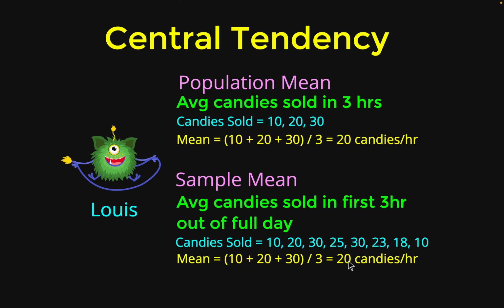That means for the first 3 hours in the entire day, Louis was able to sell 20 candies in an hour. So you can see that the formula for the mean remains the same. So what's the difference? The difference is in perspective. Sample data is different and population data is different. So keep this perspective in your mind, and let us see how we can code this population and sample mean right in the next video.